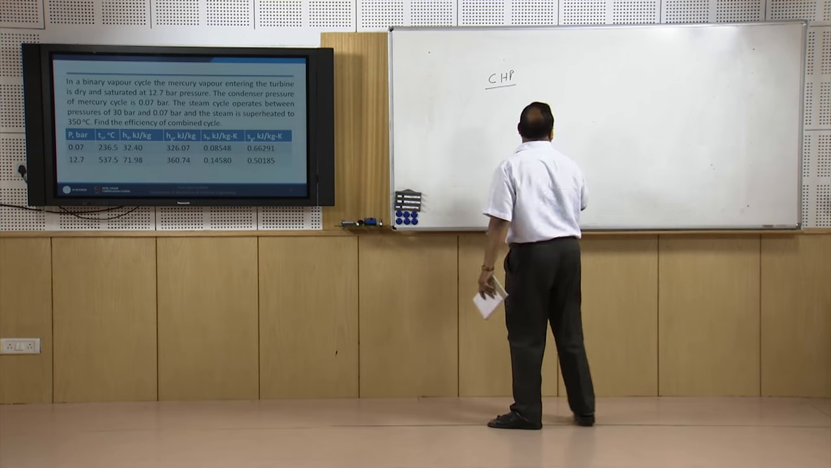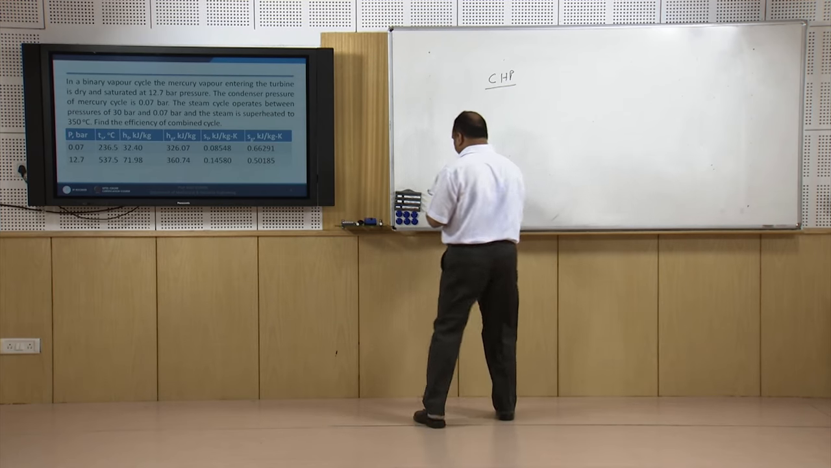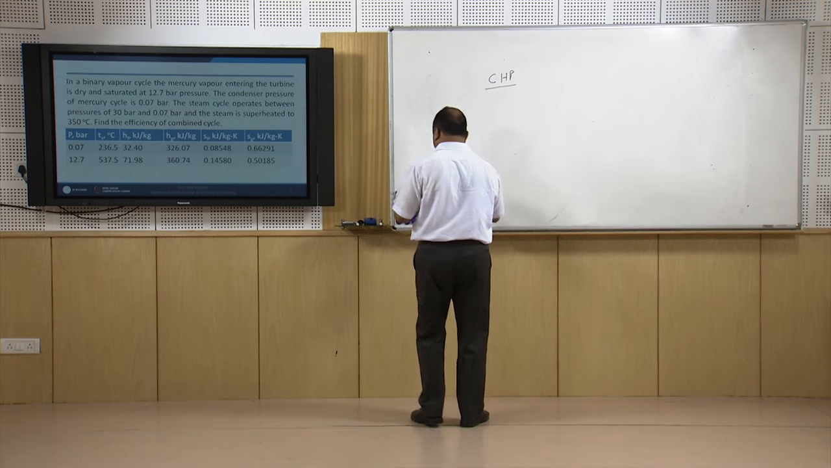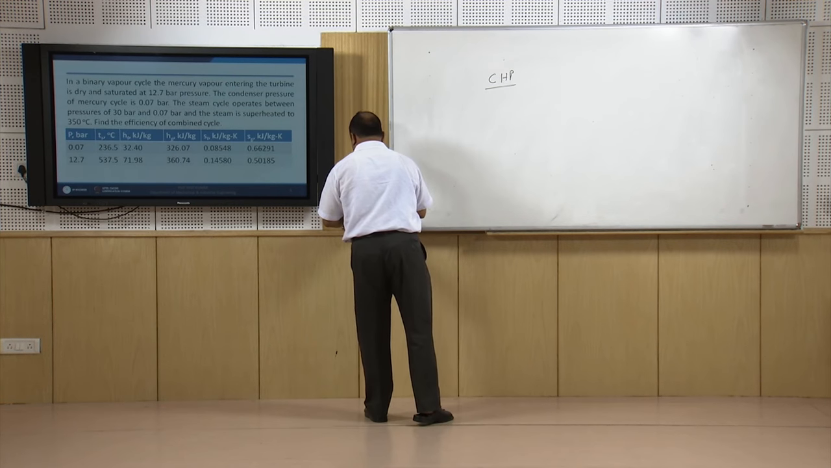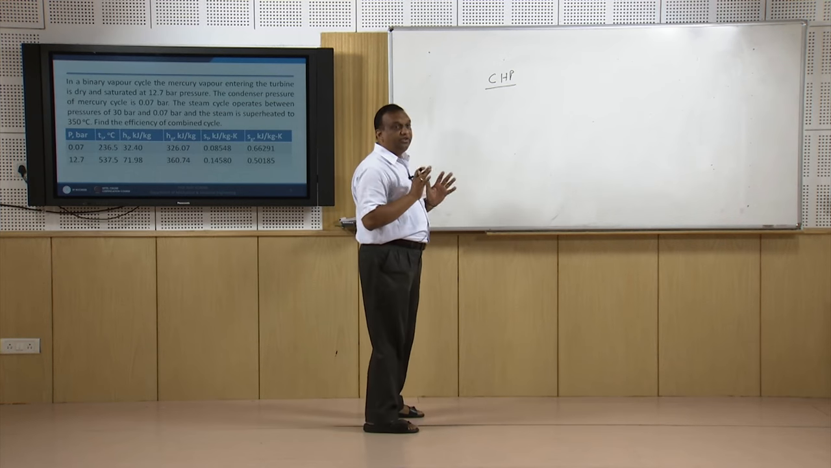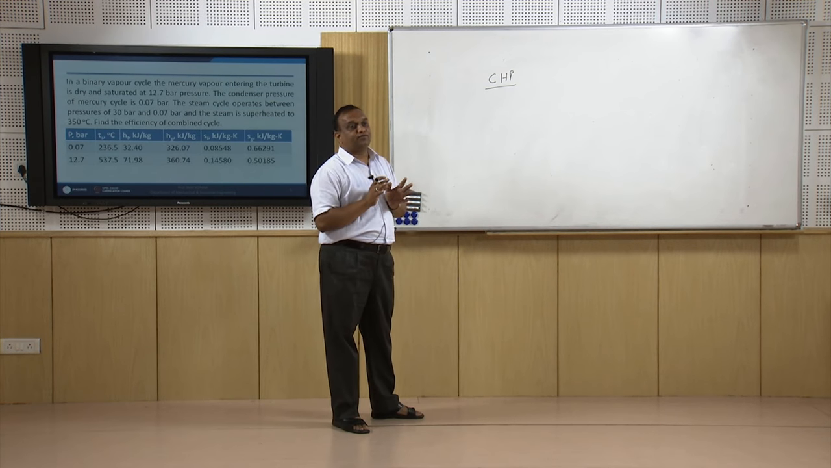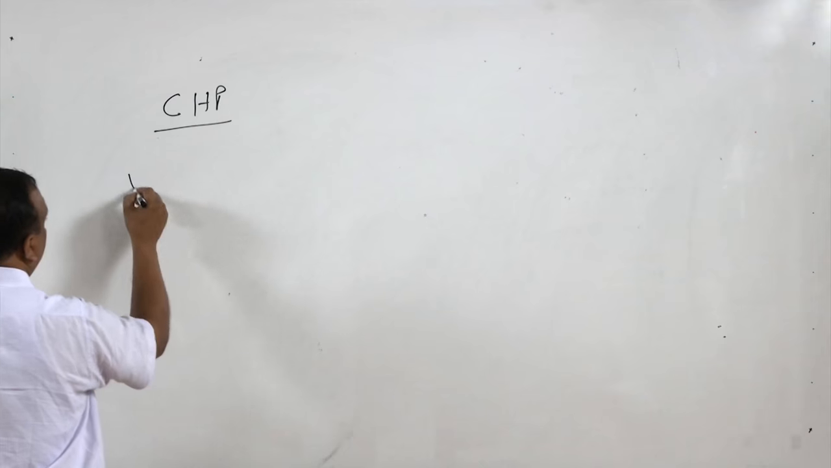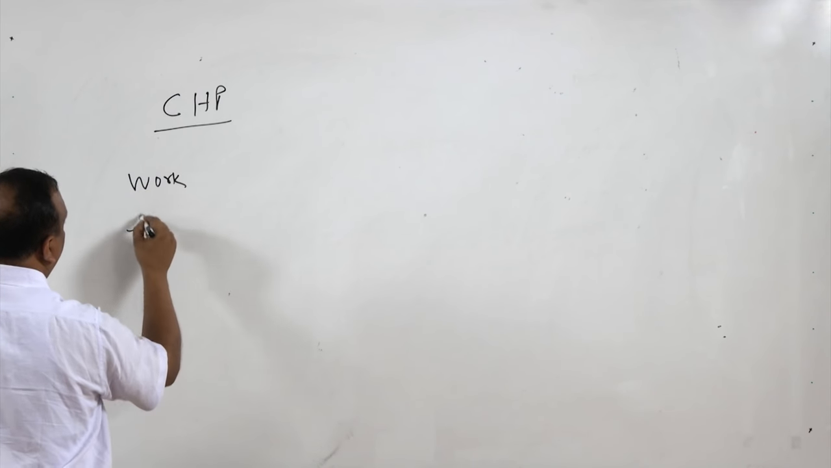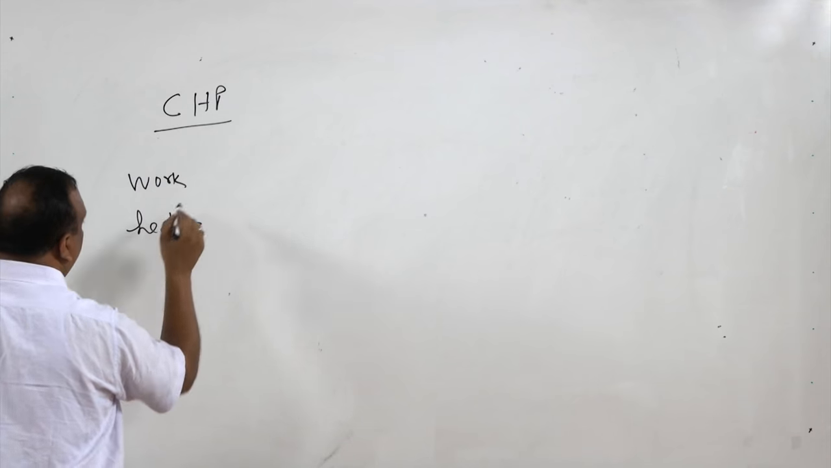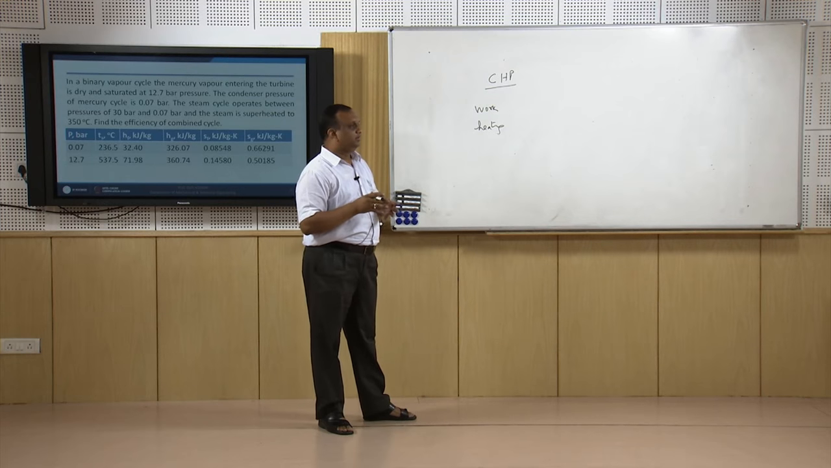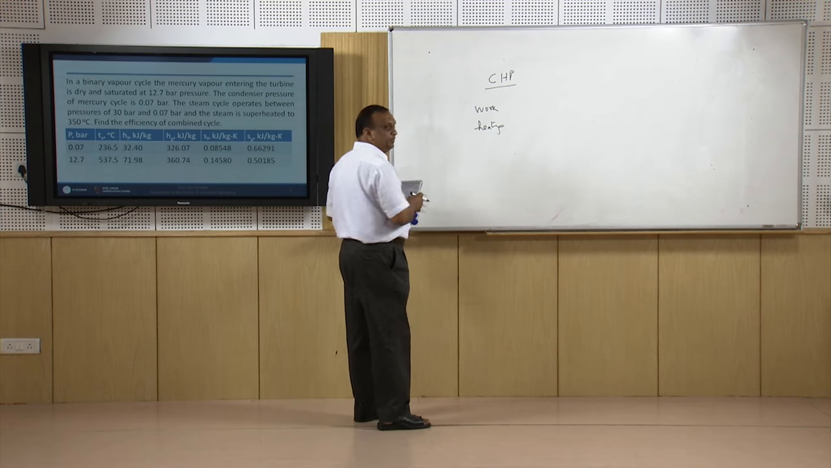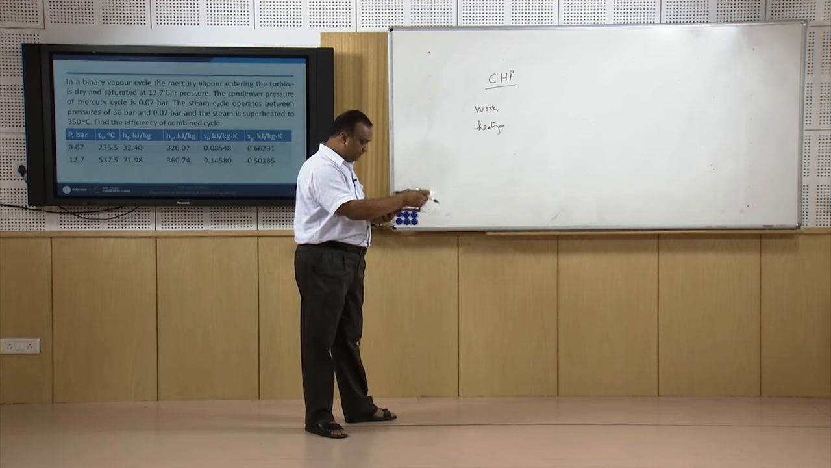I will show you one of the cycles. So it is sequential generation of two different forms of energy. One is work, another is heating. And this heating is done as process heating in different processes, maybe in the mechanical or chemical industries.